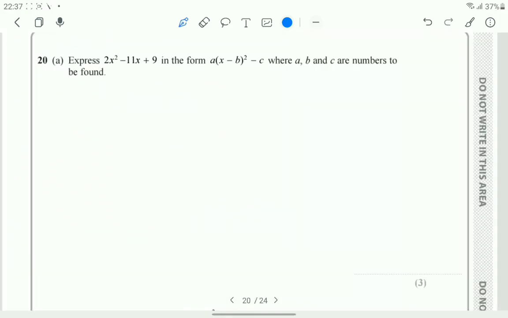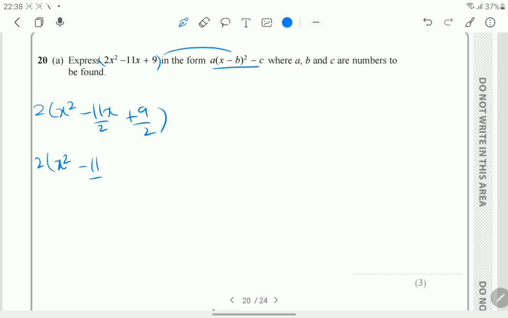Okay, so in question 20 we have: express 2x squared minus 11x plus 9 in the form a(x minus b) whole square minus c, where a, b and c are numbers to be found. Note that this is what we call a completed square form, and we have to express this equation in this form. So first of all, we take 2 common out of this, plus 9 by 2, and we rewrite this in a particular way. Just remember these steps for your exams.